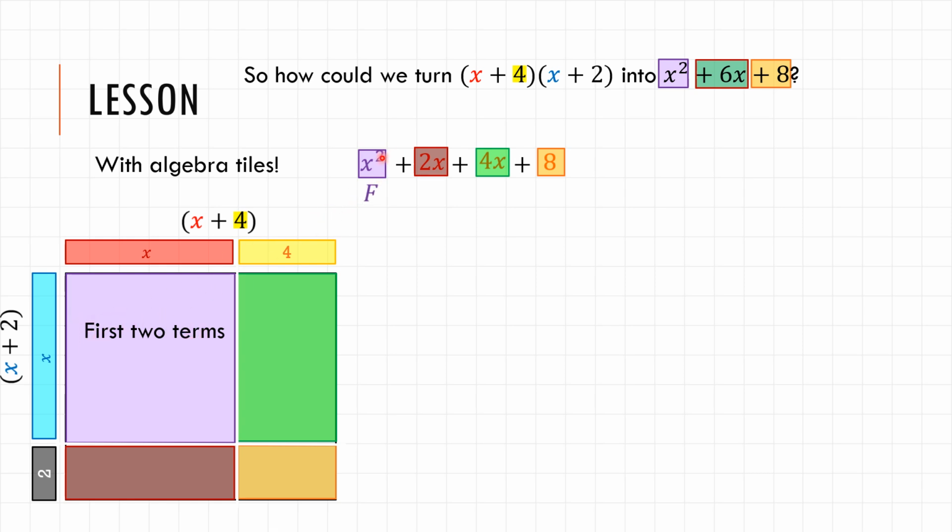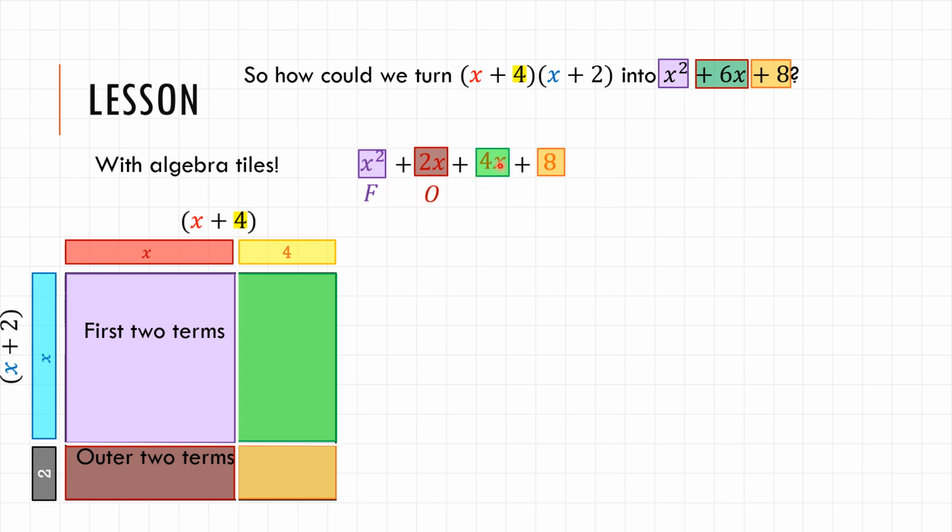So this was achieved by multiplying the first term from this bracket times the first term from this bracket. How did we get 2x? We did 2 times x. These two terms were multiplied, and these are the outer two terms. These are on the outside. So that is where we get O from.